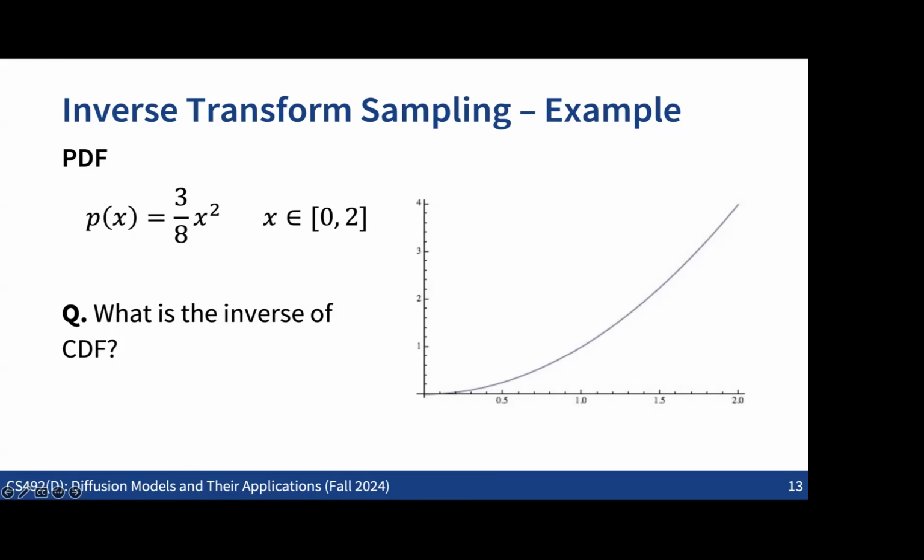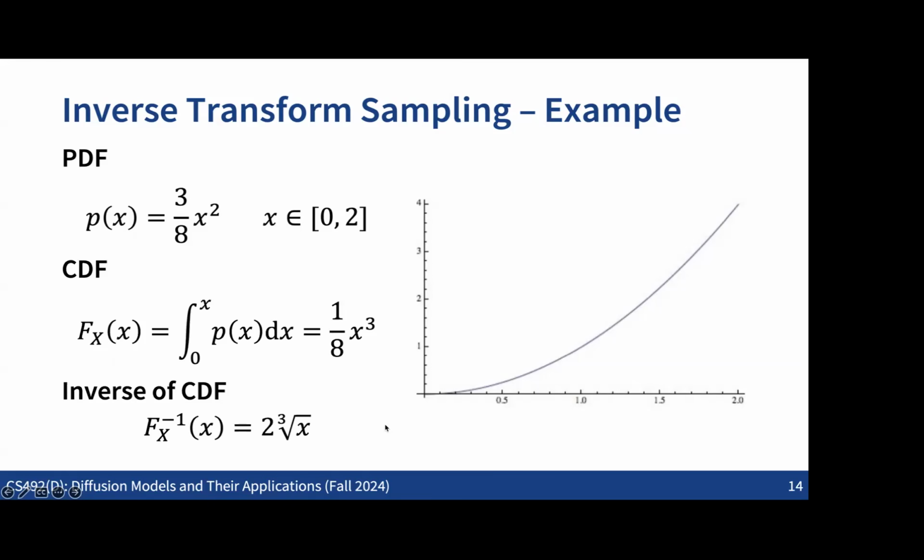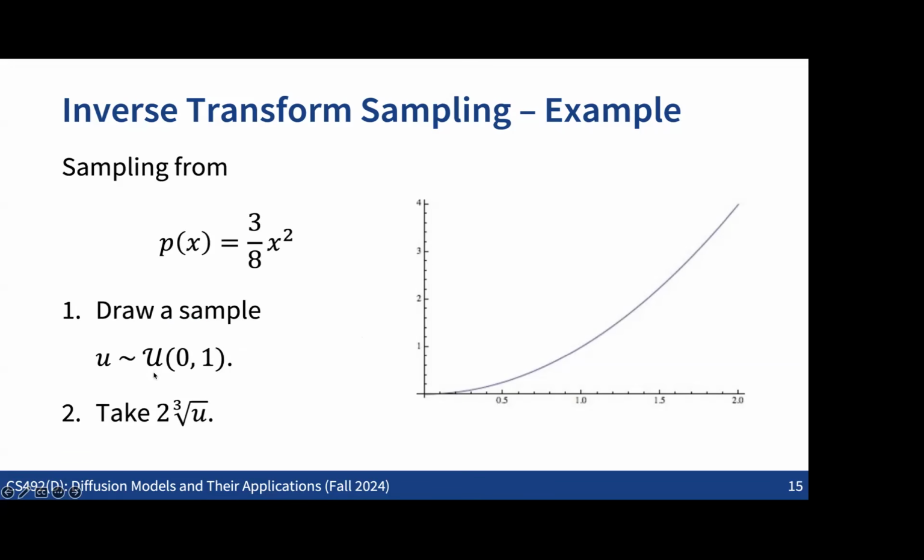Yeah, so as you can see, you can easily derive the inverse of the CDF in this case. That will look like this. Then once we compute the inverse of the CDF, we just draw a sample from the uniform distribution from 0 to 1, and then we take this, right? Then that will become one of the samples that we are getting from the given probability density function.